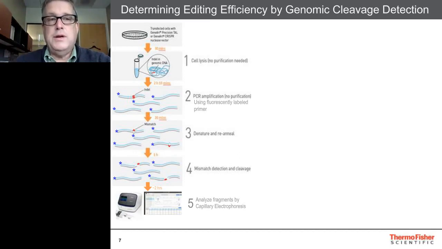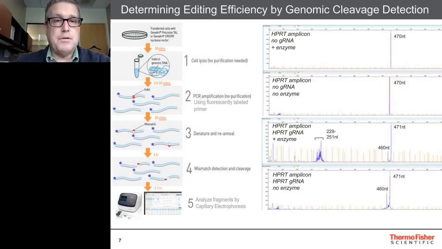So another way of doing this is by using capillary electrophoresis. Basically, the experiment works the same way. You transfect using your guide RNA and nuclease. You allow the cells to recover. You prepare a lysate, as we did before. You then PCR amplify, but in this case, you use a primer that has a fluorescent tag at one end. So now your amplicons are going to be labeled at one end.